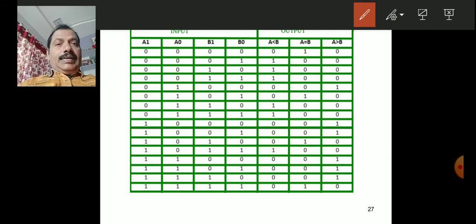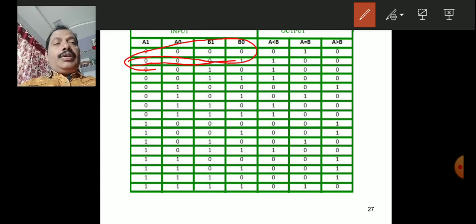After that, let us write the outputs: A less than B, A equals to B, A greater than B. For each combination, let us study first combination. So this is the first combination. 0 0 0 0. A is 0 0, B is 0 0. Both are equal. So A equals to B is 1. Here is 1. And other 2 outputs are 0 0. This is 0, this is 0. Like that, for each combination you have to do.